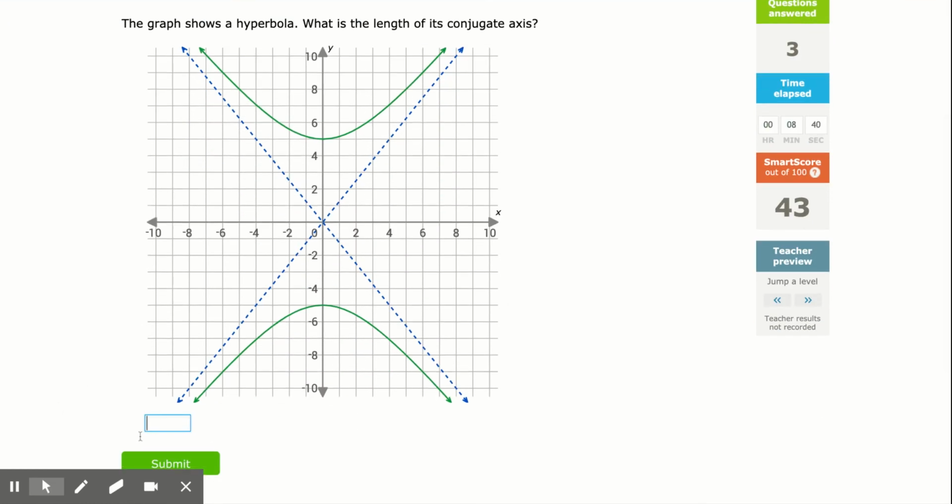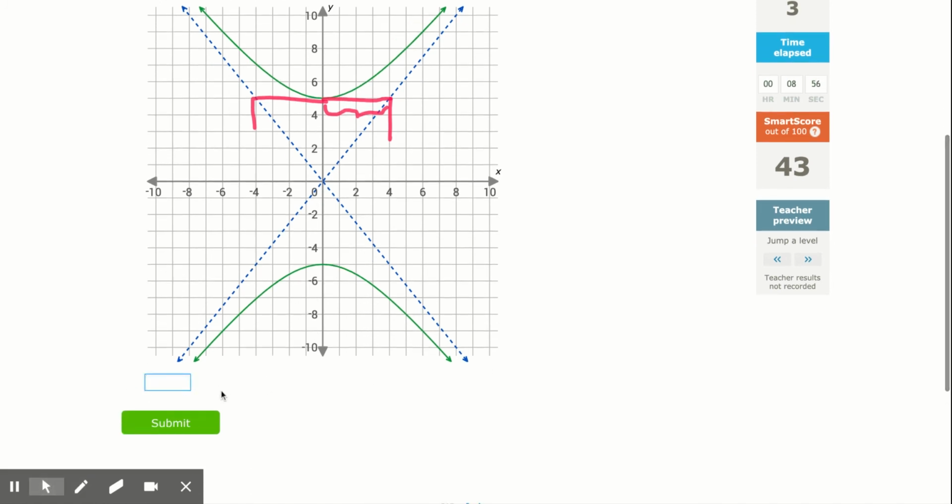Again, we'll do one more with the conjugate axis. What I do is I just go straight over till I hit this vertex, and so that means half of the conjugate axis is 4 in length. You go all the way over to here, so the total length is 8 for the conjugate axis.